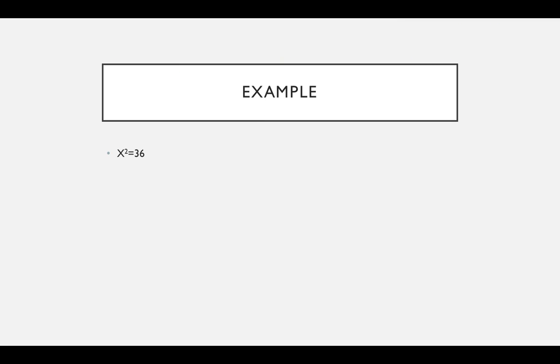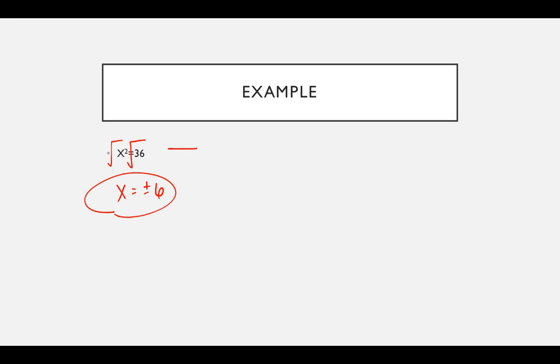So here's another example. We've got x squared equals 36. And so one thing you could do here is solve using square roots like we did last week. So we could take the square root of both sides of the equation, and the square root of 36 is positive or negative 6. So this is one way to solve.